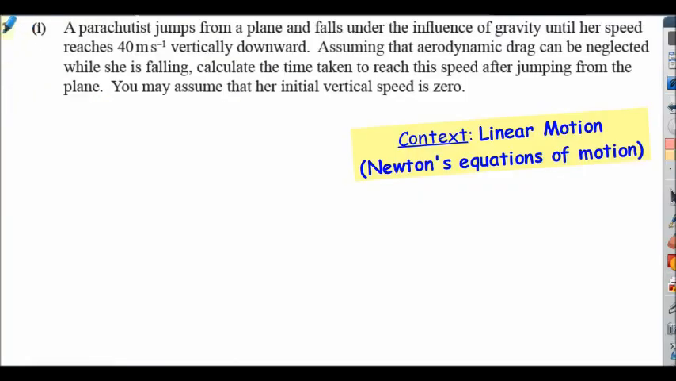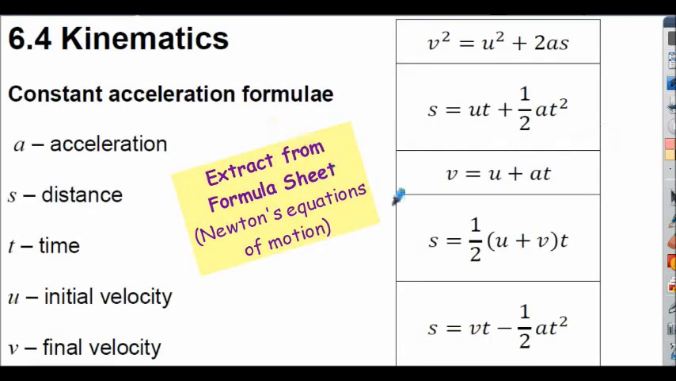And finally we have question 7. The context here is linear motion, and we'll be referring to Newton's equations of motion. Here's an extract from the formula sheet related to the section entitled kinematics. And here are the equations of motion stated for us with the nomenclature on the left hand side.